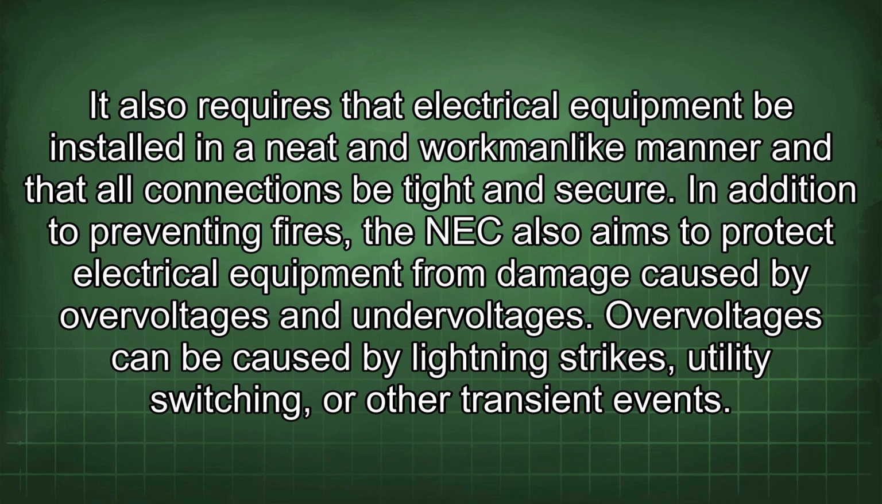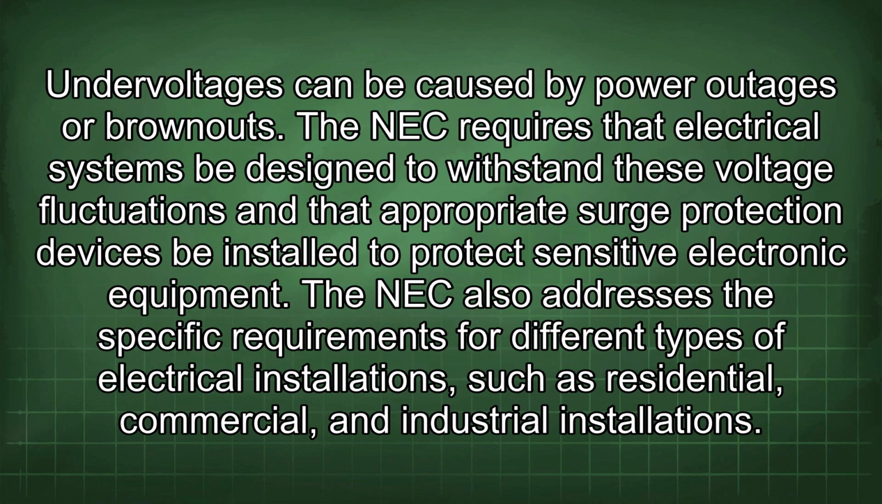It also requires that electrical equipment be installed in a neat and workmanlike manner and that all connections be tight and secure. In addition to preventing fires, the NEC also aims to protect electrical equipment from damage caused by overvoltages and undervoltages. Overvoltages can be caused by lightning strikes, utility switching, or other transient events. Undervoltages can be caused by power outages or brownouts. The NEC requires that electrical systems be designed to withstand these voltage fluctuations and that appropriate surge protection devices be installed to protect sensitive electronic equipment.